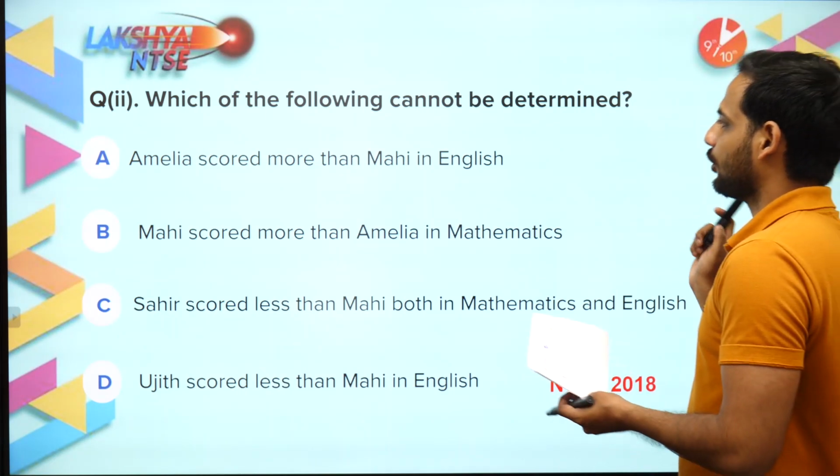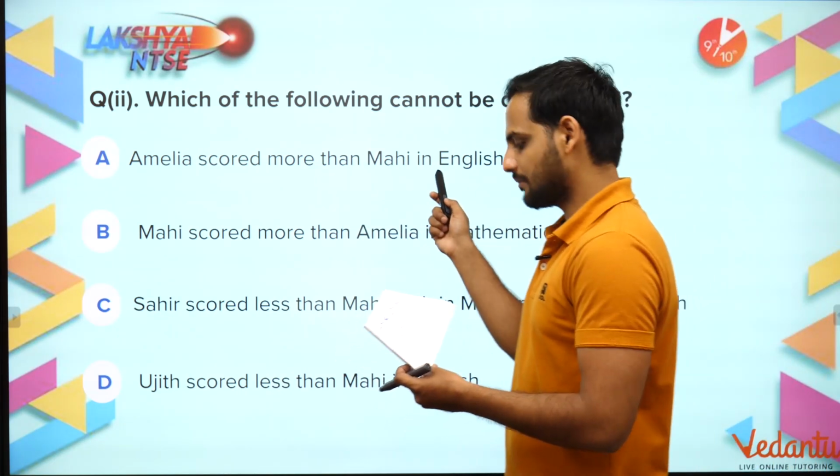Which of the following cannot be determined? Amelia scored more than Mahi in English.